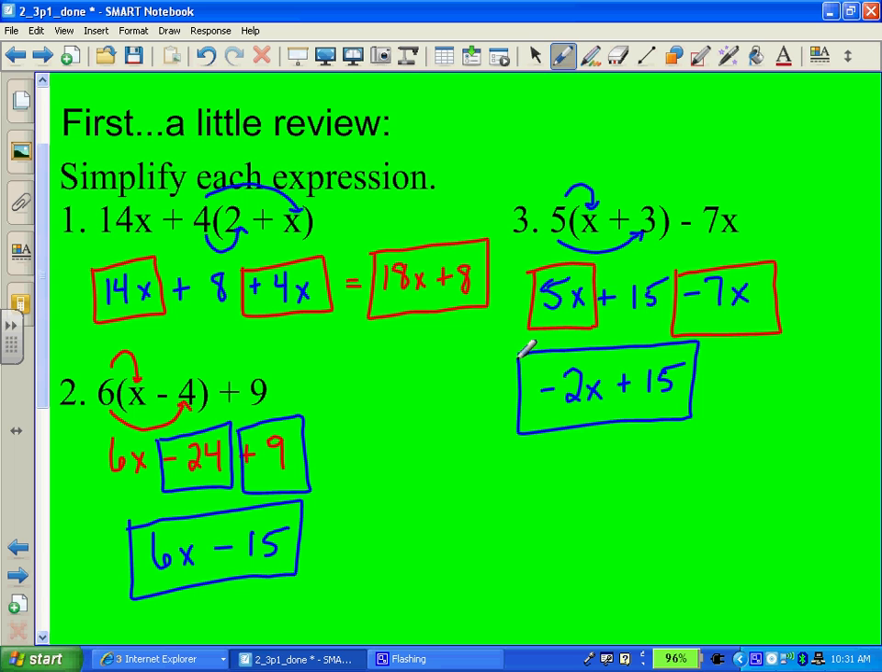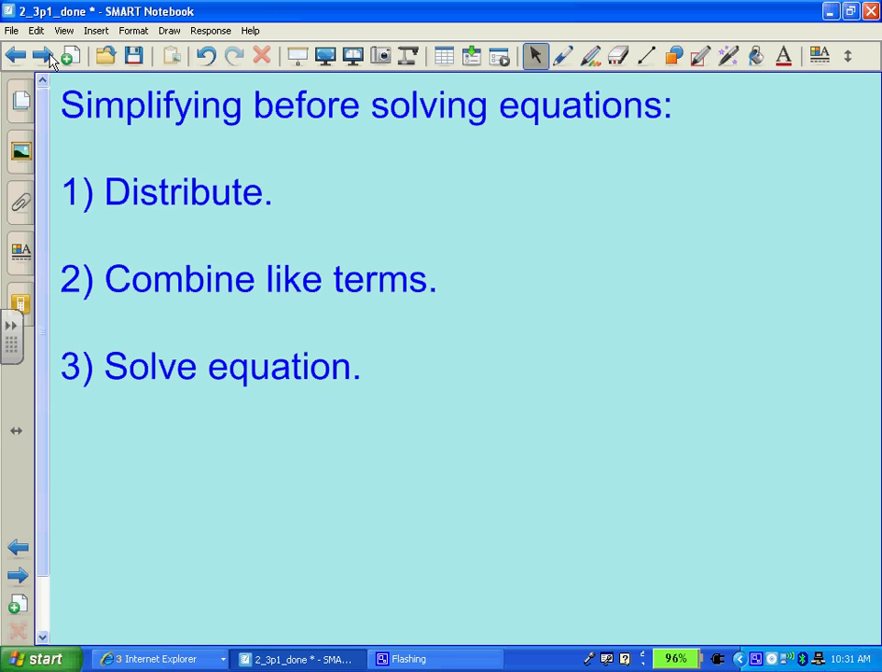Alright, so those are the skills we learned in Chapter 1. So I just wanted to review those because they'll be very important for this section. So here's our steps, and make sure that you write these steps down. When we see an equation, the first thing we want to look for is, can we distribute? So we're looking for parentheses. Okay, can we distribute? If we can, we go ahead and do that.